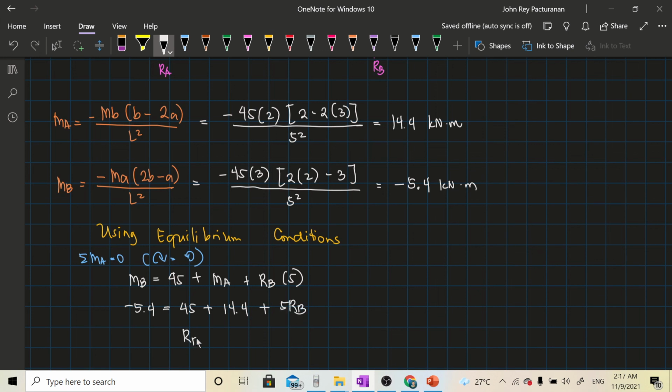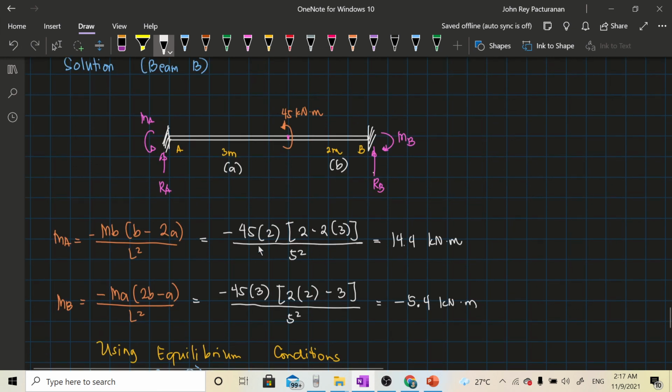Okay, so the value of RB is equal to negative 5.4 minus 45 minus 14.4, divided by 5. So, negative 12.96 kilonewton. Again, huwag kayong matakot kung negative man siya. Kasi 'di ba, ang ibig sabihin lang naman nun, our directions are in the opposite lang.